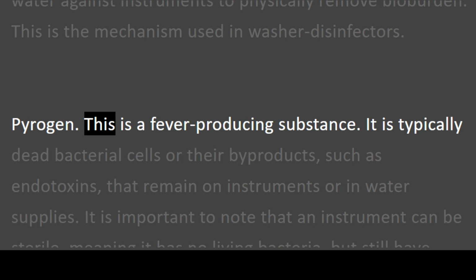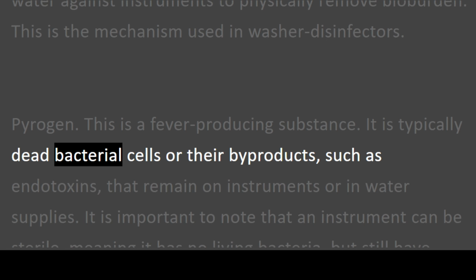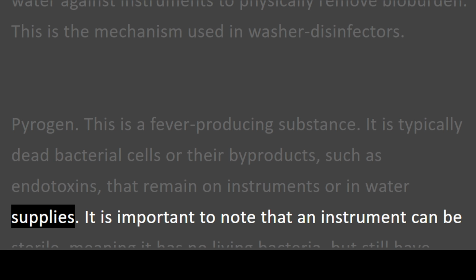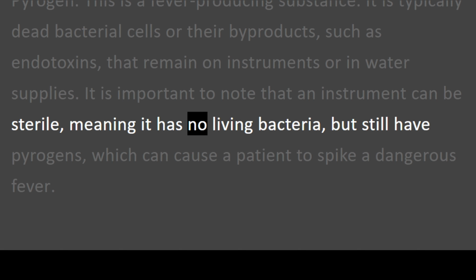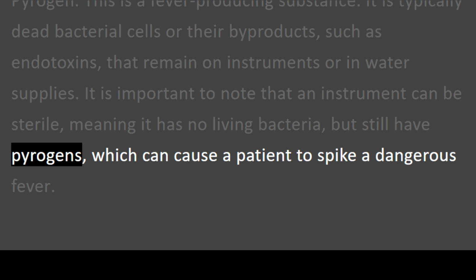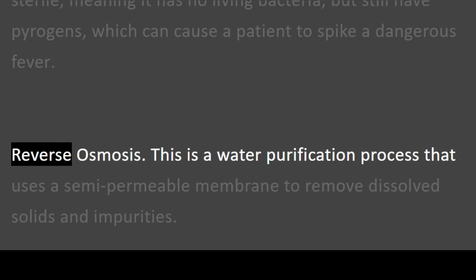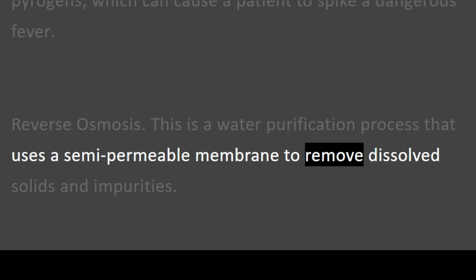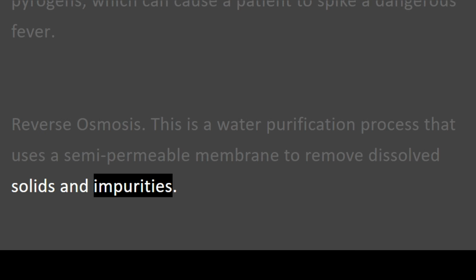Pyrogen. This is a fever-producing substance. It is typically dead bacterial cells or their byproducts, such as endotoxins, that remain on instruments or in water supplies. It is important to note that an instrument can be sterile, meaning it has no living bacteria, but still have pyrogens, which can cause a patient to spike a dangerous fever. Reverse osmosis. This is a water purification process that uses a semi-permeable membrane to remove dissolved solids and impurities.